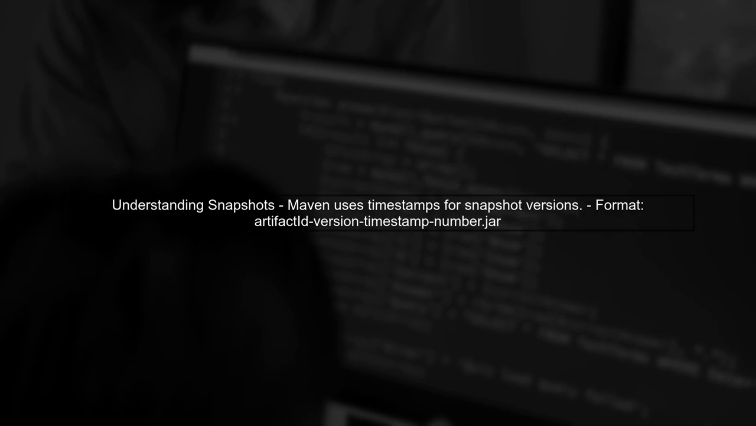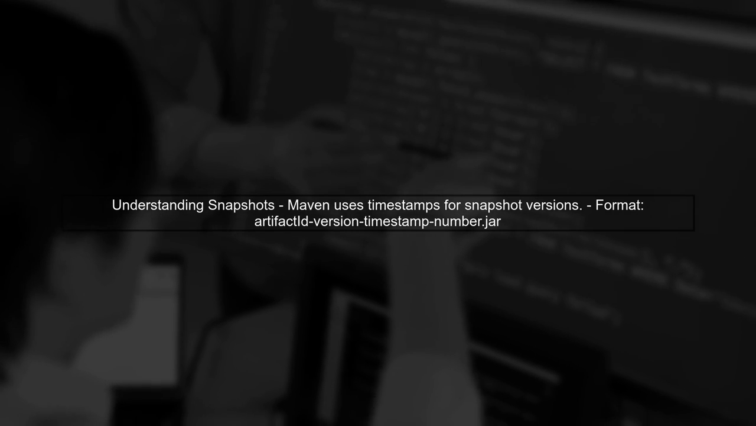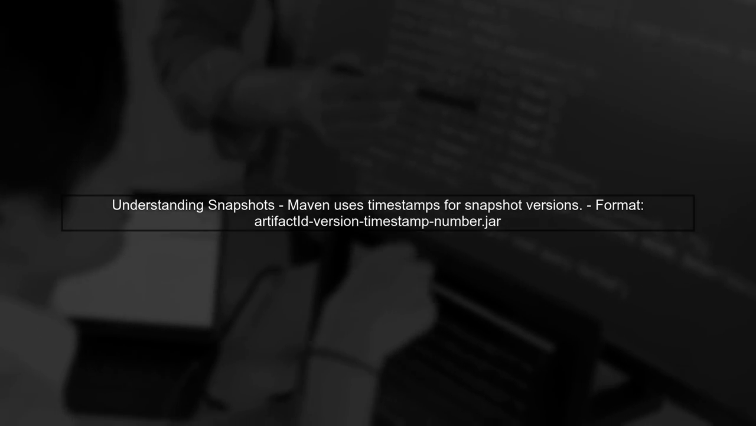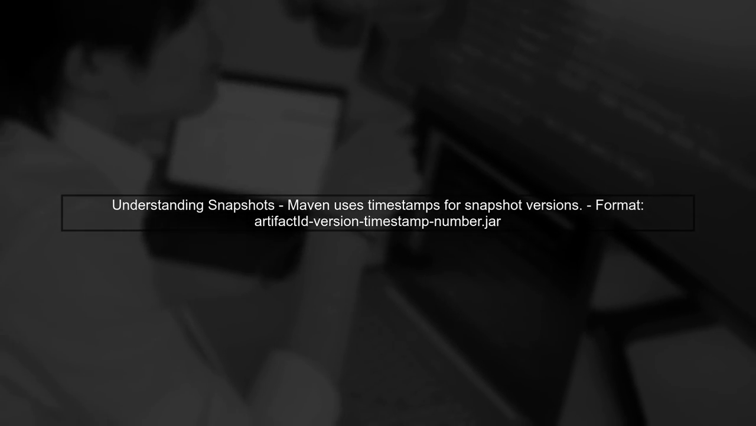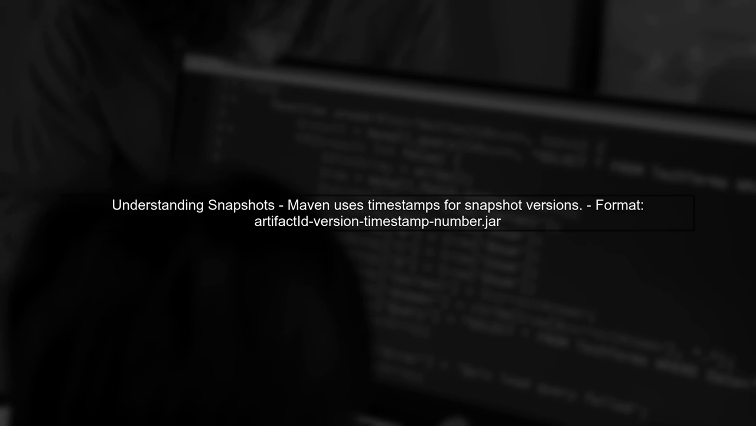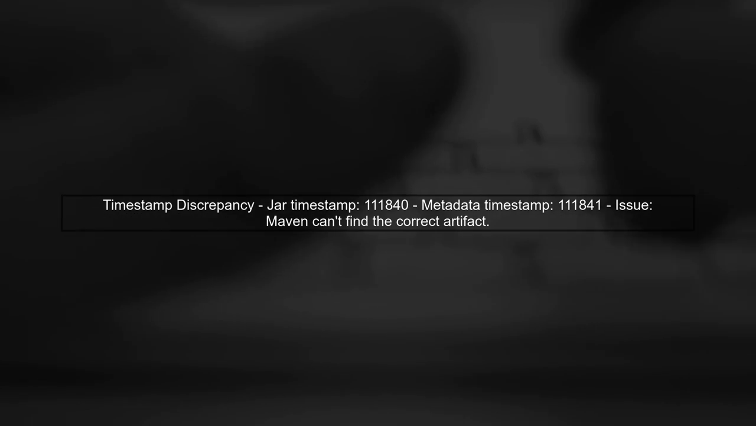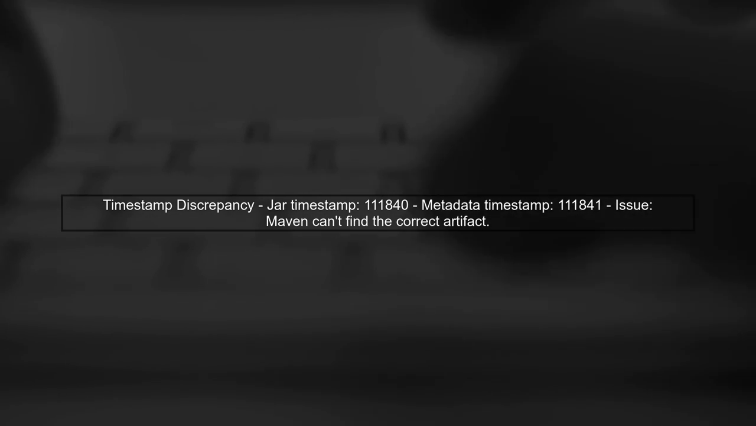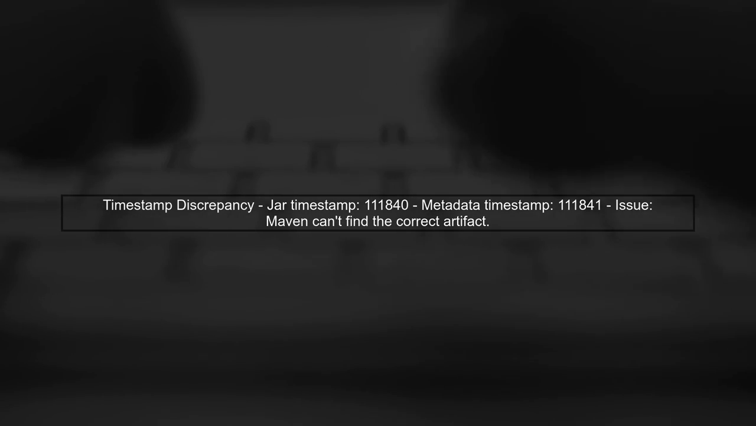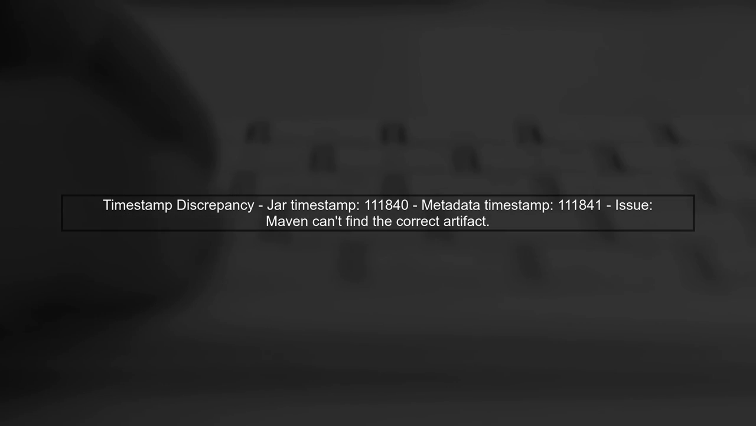Let's address the issue with the timestamp discrepancy in your Maven snapshot deployment. First, it's important to understand how Maven handles snapshot versions. In your case, the jar file was uploaded with a timestamp of 11840, while the Maven metadata.xml shows a timestamp of 111841. This discrepancy can lead to confusion when resolving dependencies.